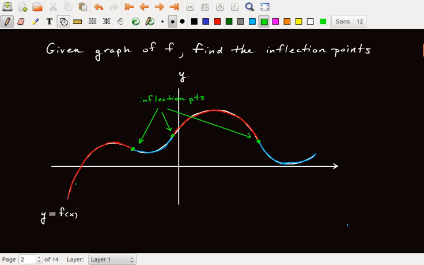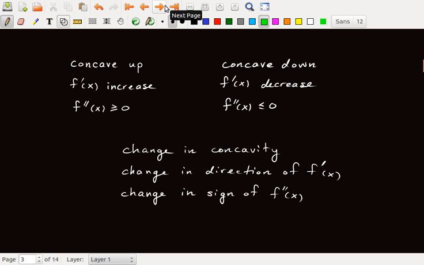Okay, how do we understand concavity in terms of derivatives? Well, here's the things we have seen before. Concave up corresponds to the derivative increasing, or the second derivative being non-negative, either positive or 0. Concave down corresponds to f prime of x being a decreasing function, and f double prime of x being either negative or 0.